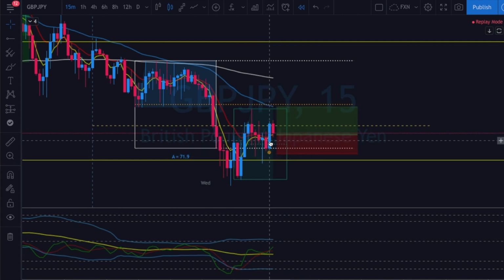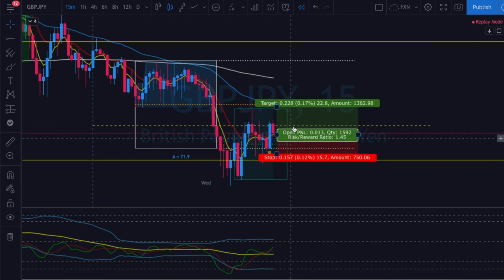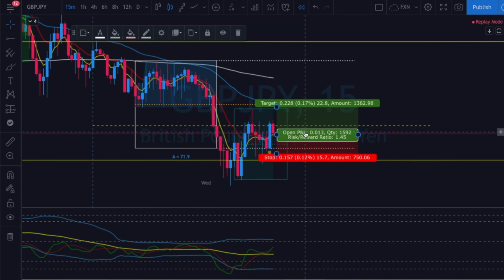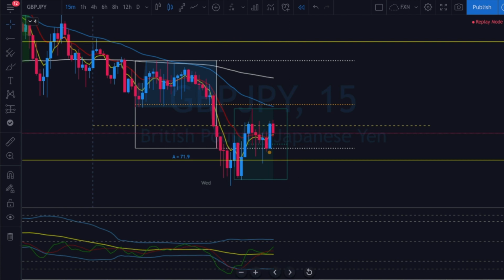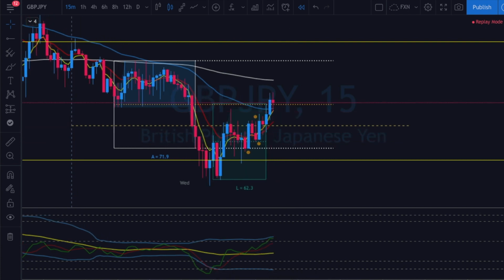If you're a conservative trader, this essentially could not be a setup for you, because the risk to reward is just not there. That risk to reward would basically keep you out of the trade. Okay, so let's play this out.